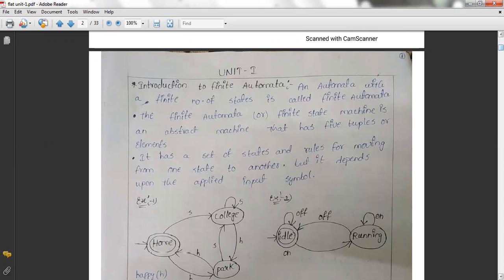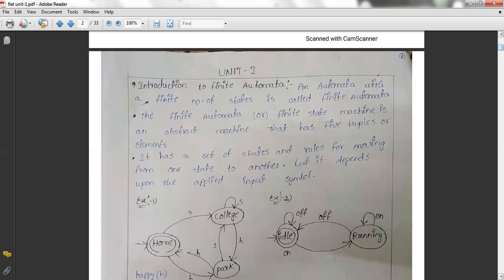What is meant by a finite automata? An automata with a finite number of states is called a finite automata. It consists of a finite number of states, or we can say it is a finite state machine, which is an abstract machine that has 5 tuples. It has a set of states and moves from one state to another state, but it always depends upon the input symbol you give.